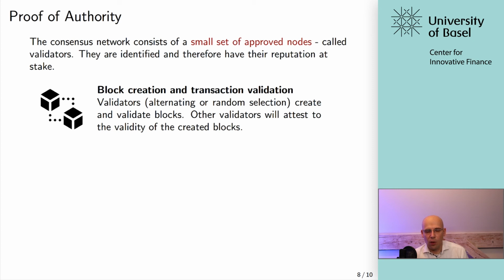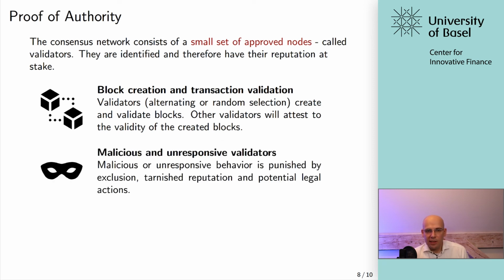In extreme cases, it's only one validator, so it's just one single entity that decides on what actually is part of the block. In less extreme cases, it's a set of people that at least can verify that the other people that are also part of this privileged group told the truth. Malicious and unresponsive validators are punished by exclusion, so they are thrown out of the system, thrown out of the subgroup of these privileged agents, and of course they will tarnish their reputation.